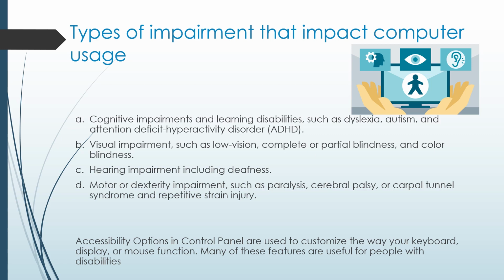Next is visual impairment such as low vision, means a person suffering from low vision, partial blindness or color blindness. Next is hearing impairment, means the person having deafness. Next and the last is motor dexterity impairment, means persons who are unable to move their hands properly, or their hands or fingers are not working properly. They are suffering from conditions such as paralysis, cerebral palsy, carpal tunnel syndrome and repetitive strain injury.